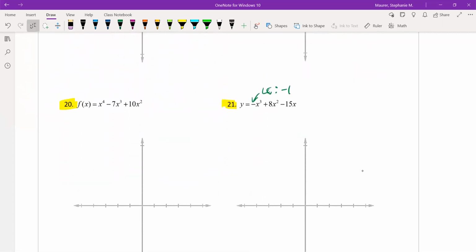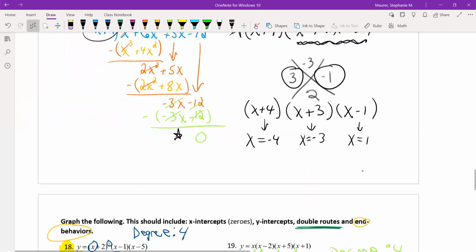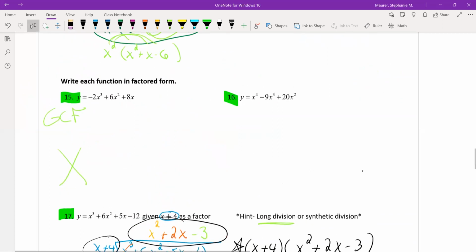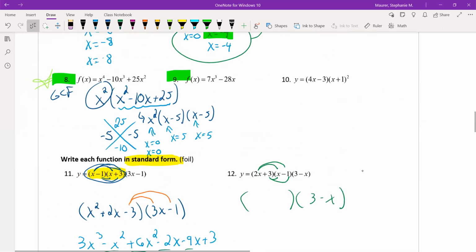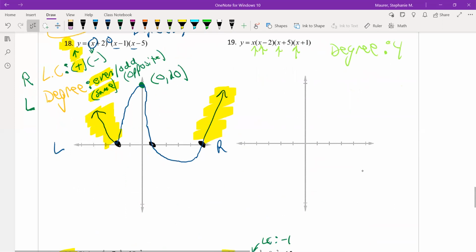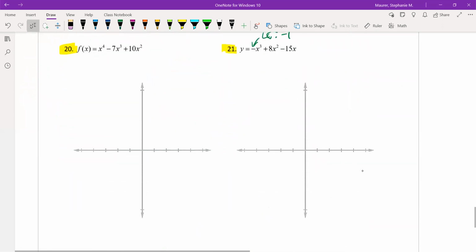20 and 21, I don't know if there's any double roots. You're going to have to factor it first. And once it's factored, like we did in the other sections, this was factoring, those two are factoring, you got a couple factoring up here. But once these two problems are factored, then you can go ahead and graph.